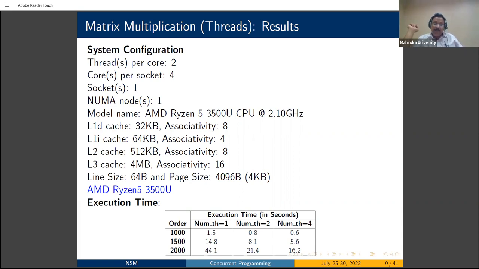How does this associativity help us? Associativity reduces the number of cache misses. Yes, in that way we can achieve a better cache hit rate. Next, when you look at the cache block size, you can see something interesting. Line size means cache block size, and page size is 4 KB, that means 4096 bytes.